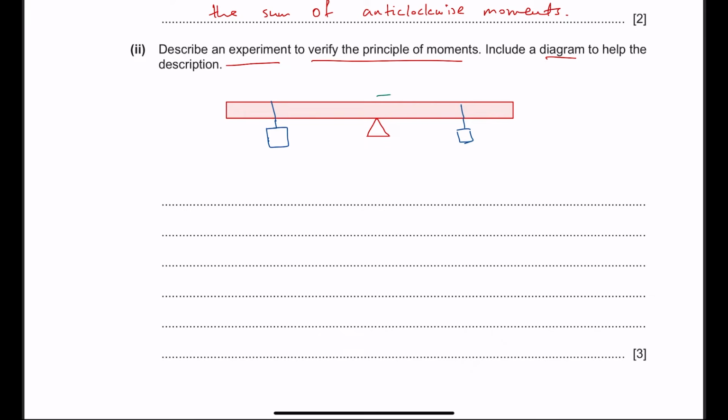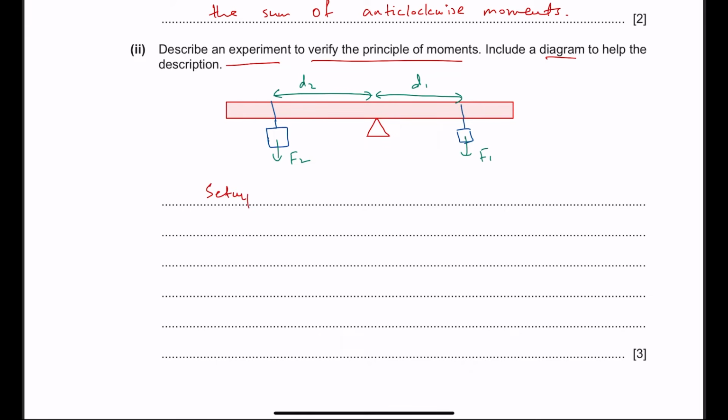And then you need to measure the distance from the pivot for each of these weights. This, let's call it force F1, and let's call it force F2. Now the way to verify the principle of moments is to adjust these weights.